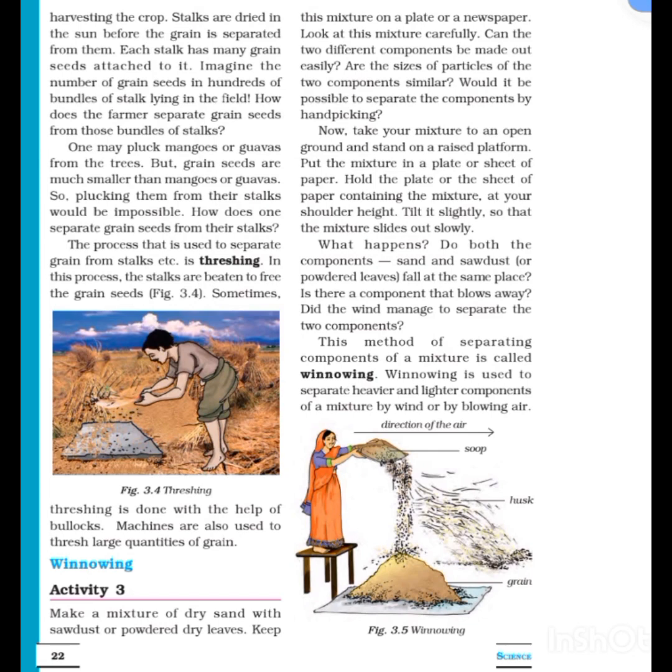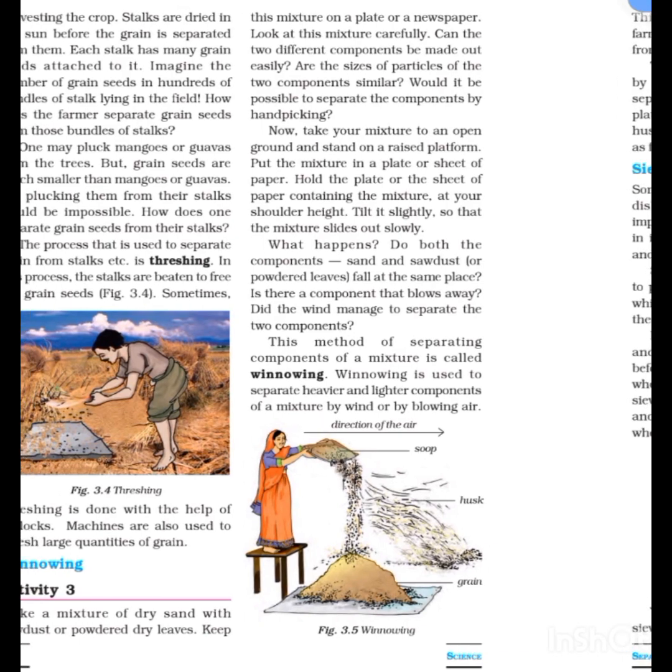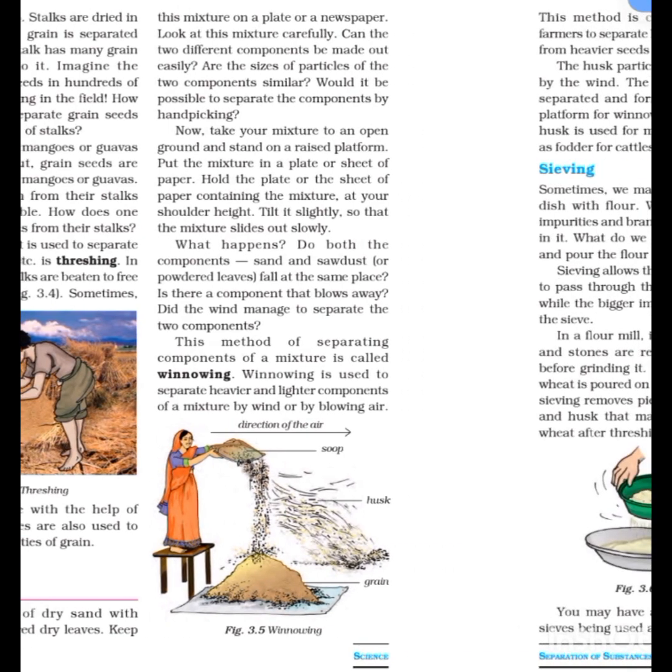Now take your mixture to an open ground and stand on a raised platform. Put the mixture in a plate or sheet of paper. Hold the plate or the sheet of paper containing the mixture at your shoulder height, tilted slightly so that the mixture slides out slowly. What happens?